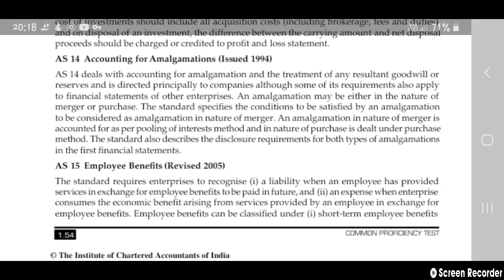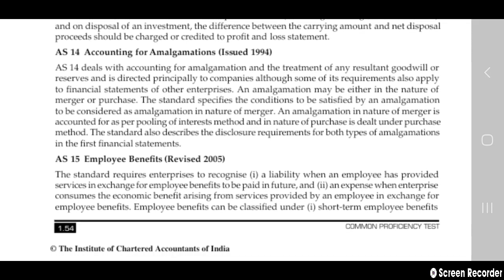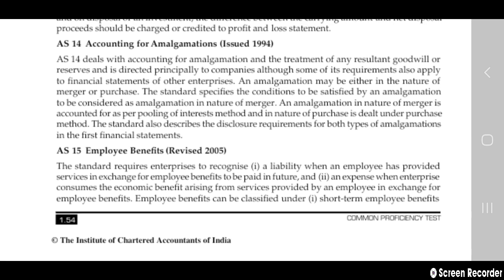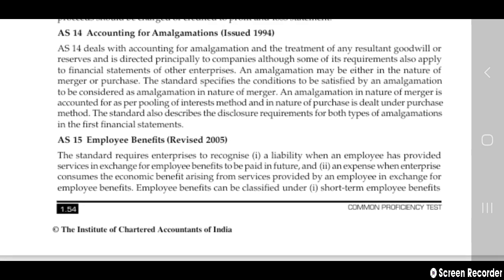Next is accounting for amalgamation, issued in 1994. AS14 deals with the accounting for amalgamations and the treatment of any resulting goodwill or reserves, and is directed principally to companies, although some of its requirements also apply to the financial statements of other enterprises. An amalgamation may be either in the nature of a merger or in the nature of a purchase. The standard specifies the conditions to be satisfied for an amalgamation to be considered an amalgamation in the nature of merger.